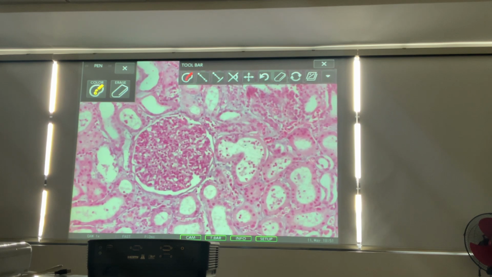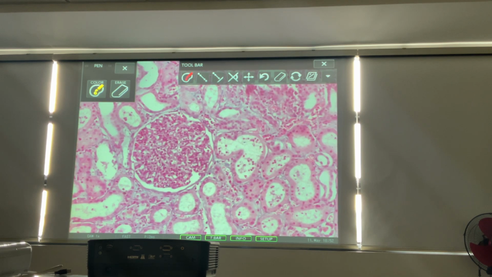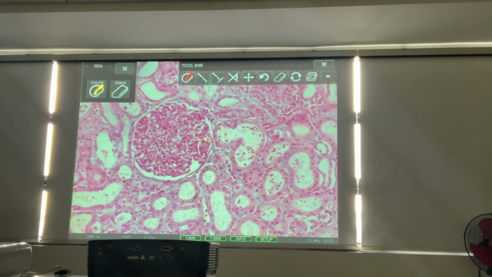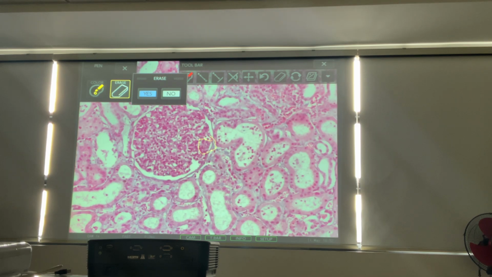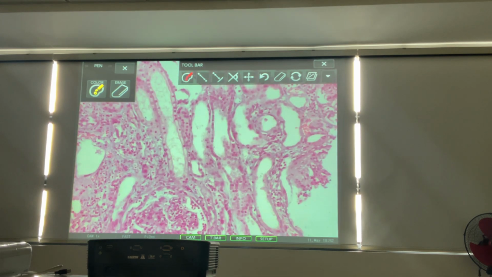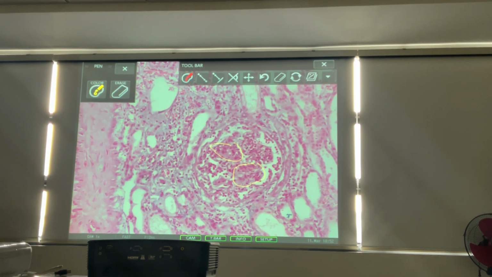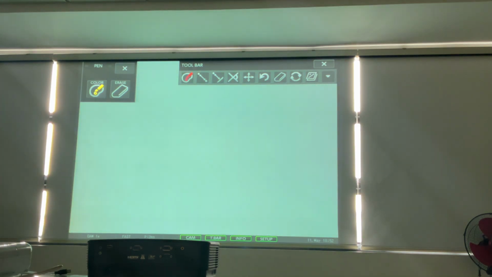Again, to emphasize the narrow Bowman space as compared to your lupus nephritis and nodular glomerulosclerosis. Only a few areas show you condensed, hyperdense areas. Or like this one over here, nodular, while the rest are still normal. Okay, so that's for your diabetic nephropathy.